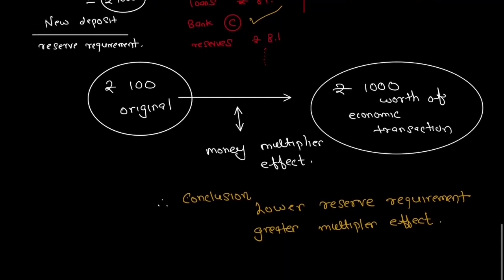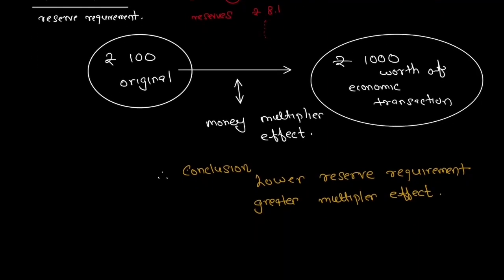So we can see that how original 100 rupees has turned into 1,000 rupees worth of economic transaction, and this thing is known as money multiplier effect. I hope you guys understood that how money is getting created. So money does not definitely grow on money plants, but yes, money can be created by the money multiplier effect.